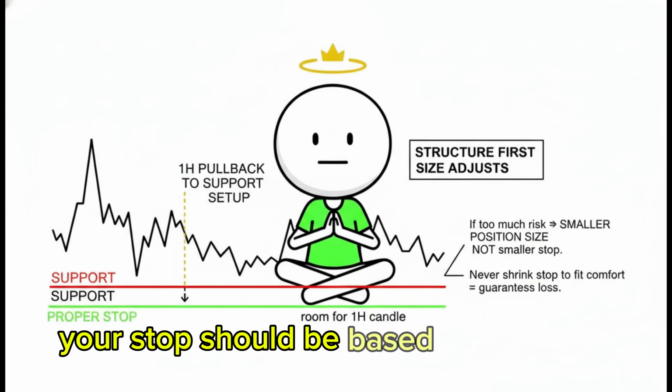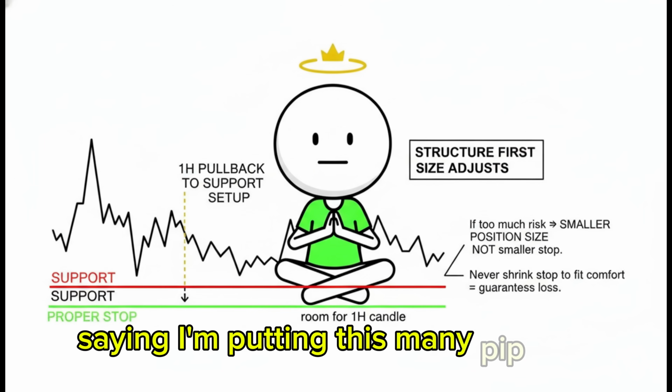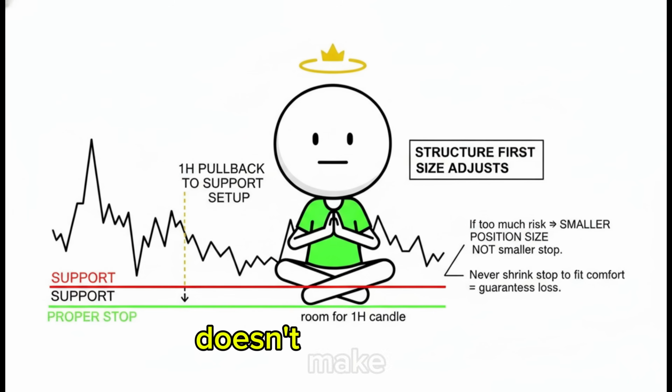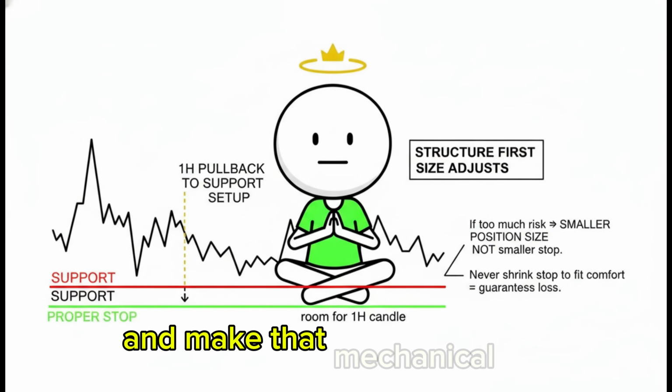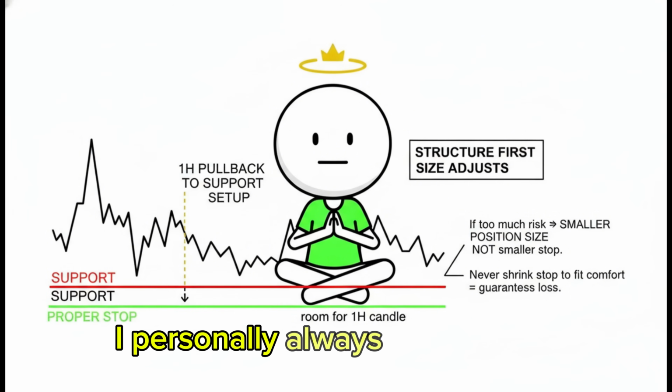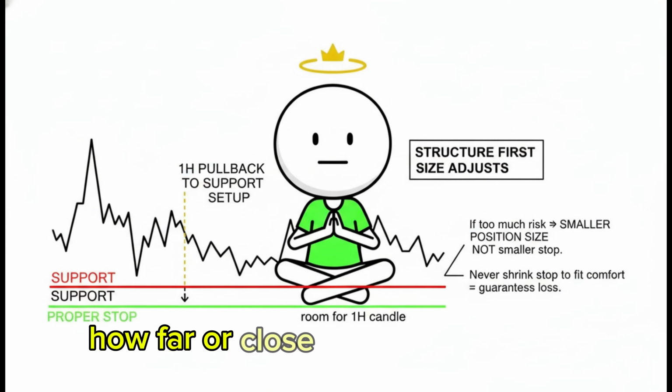Your stop should be based on structure. It should be in a logical place. Saying I'm putting this many pips stop and I always put that much doesn't make sense. Determine a logical stop point for each trade, and make that mechanical too. I personally always put my stop where the market structure I've identified would break. How far or close it is doesn't matter. I adjust position size accordingly.